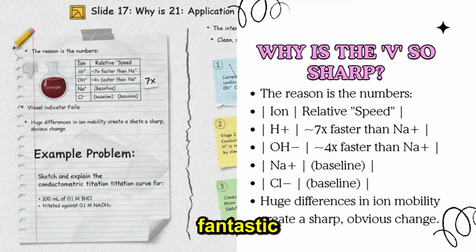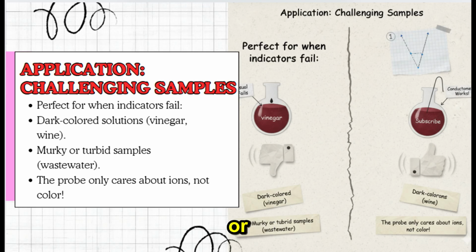This method is fantastic for situations where normal indicators fail. Imagine you're analyzing a sample of dark-colored vinegar or a murky wastewater sample. You'd never be able to see a color change. But a conductivity probe doesn't care about color. It only cares about ions, making it incredibly versatile for these challenging samples.